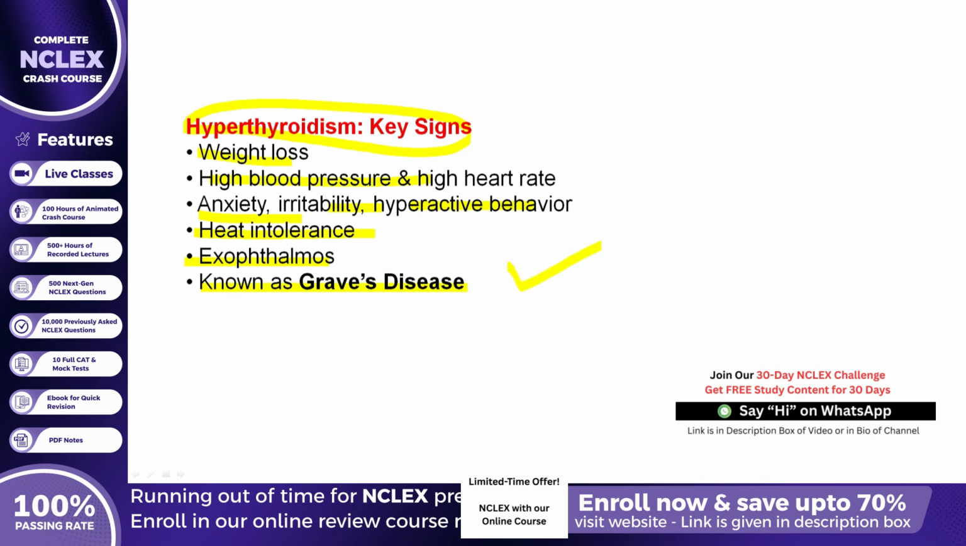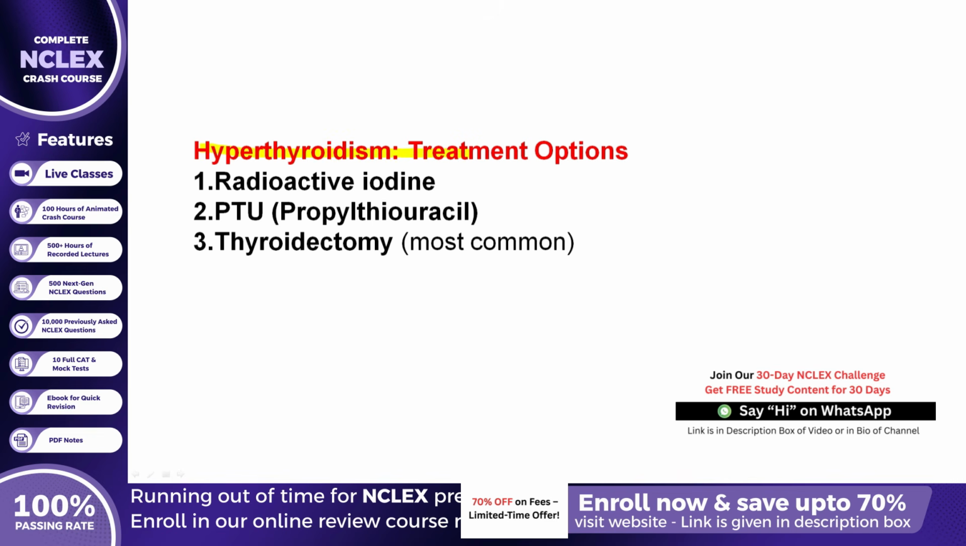Now for treatment options for hyperthyroidism, we begin with radioactive iodine. Another option is PTU, which is propylthiouracil. And finally, thyroidectomy is the most common treatment.